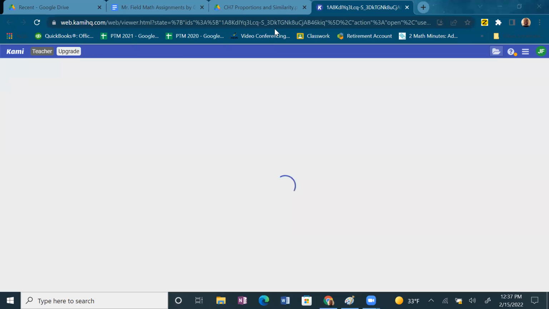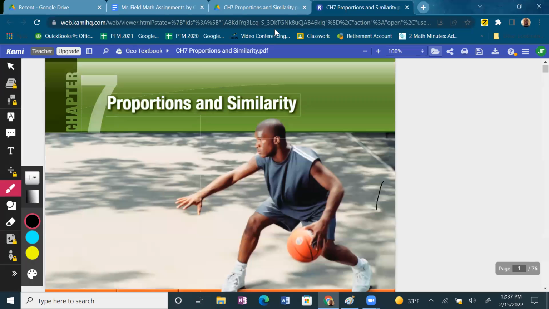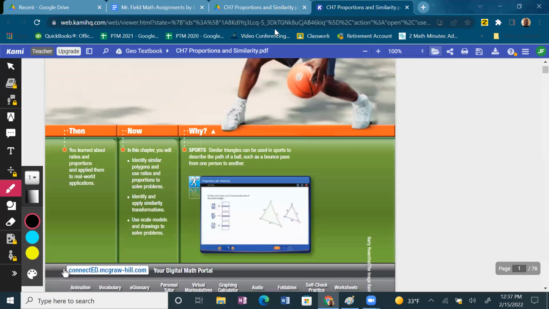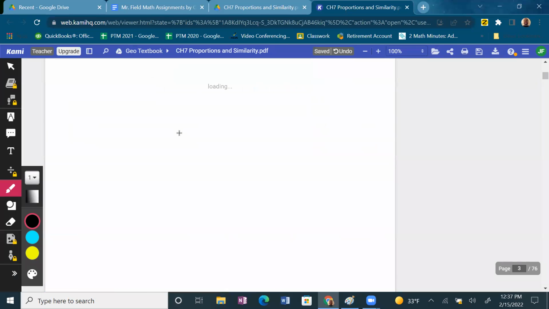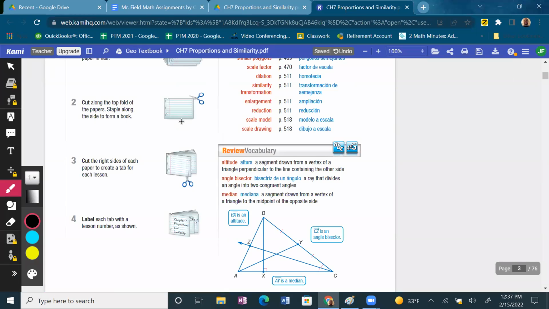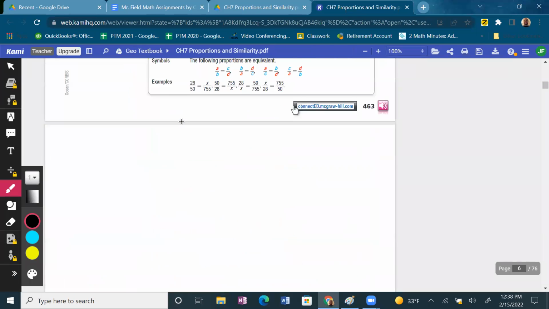And while I wait for it to load, same shape, not necessarily the same size. Also, we're going to talk about similar triangles, which have theorems kind of like congruent triangles. So that will be fun.